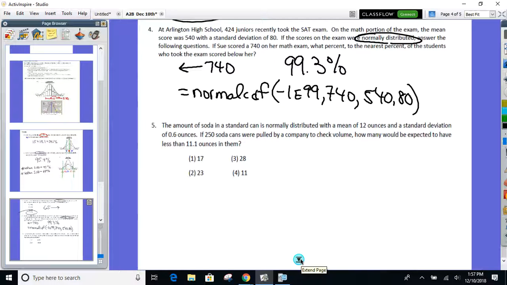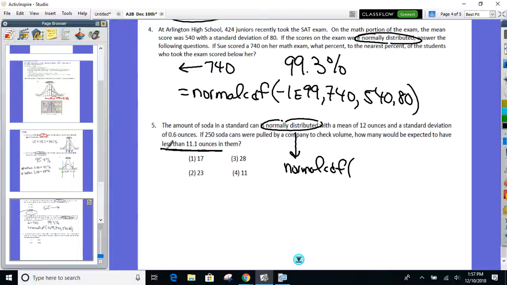How are we feeling? All right. Cans of soda. Again, it's normally distributed. So I know I can go to normal CDF. Okay, I got the mean, I got 0.6. 250 cans were pulled. How many can be expected to have less than 11.1? Here's our range: less than 11.1.